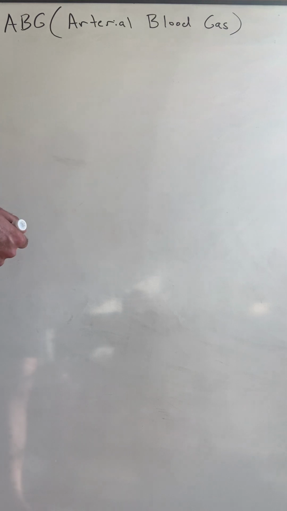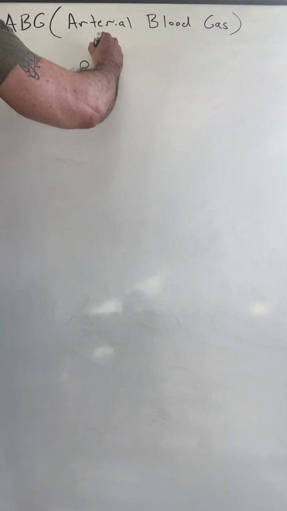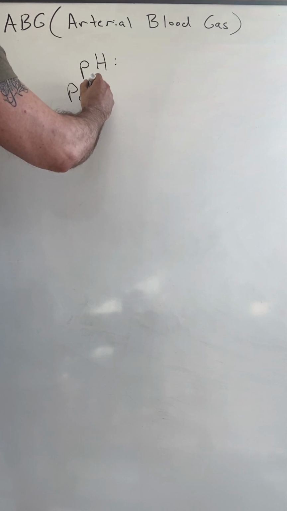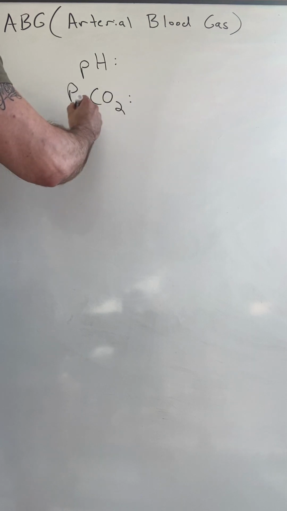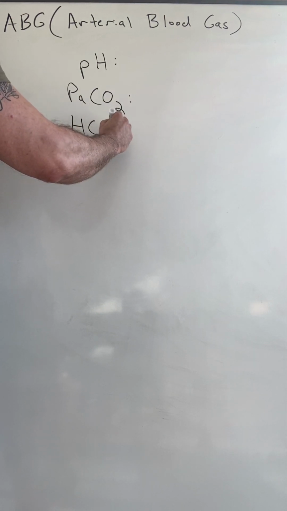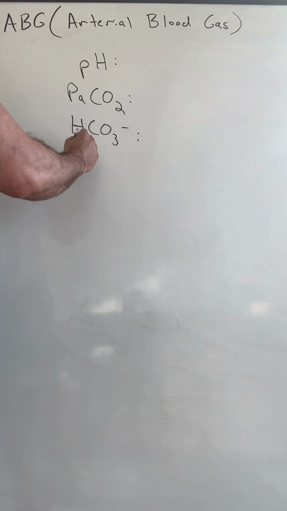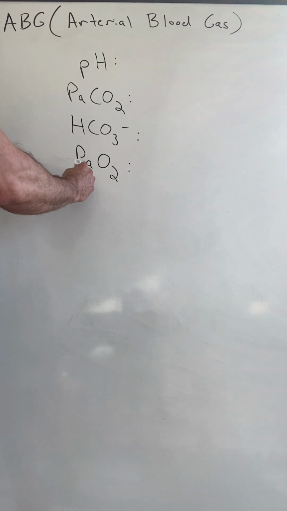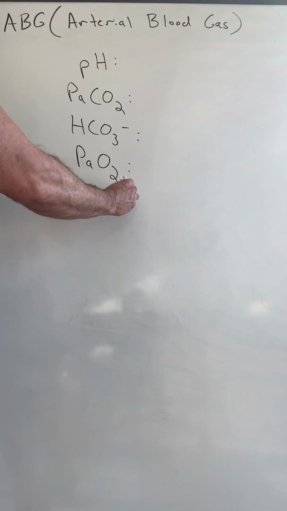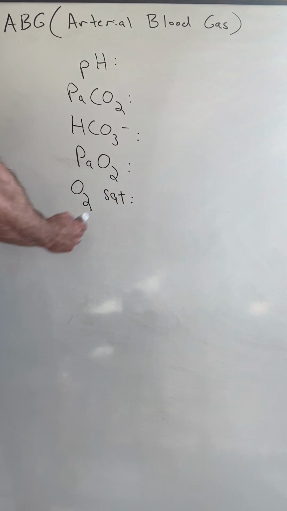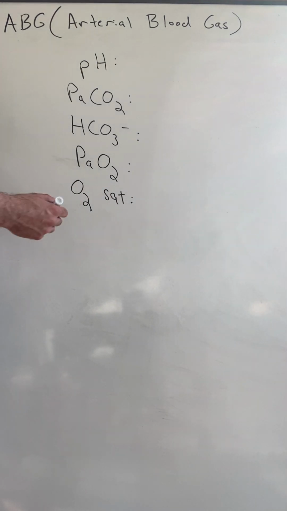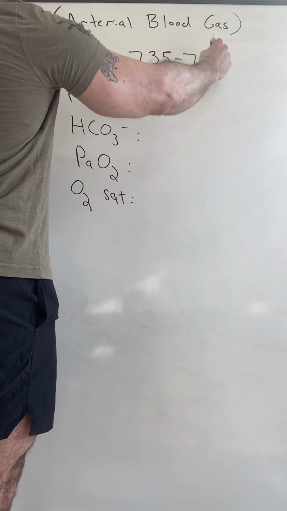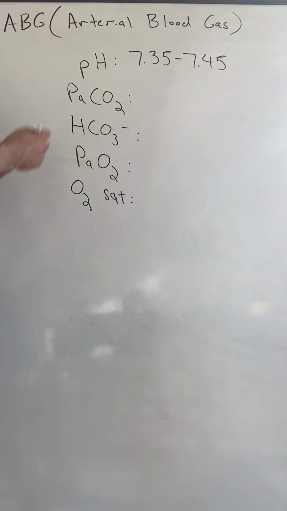Okay, so what values are you getting on an ABG? So we're looking at pH, PaCO2, our bicarbonate, so HCO3 negative. We're going to look at our PaO2, or oxygen content, and our O2 saturation, okay? So our pH, right? So we know our acid-base balance. Normal pH range is 7.35 to 7.45. Gotta know that forever, okay?